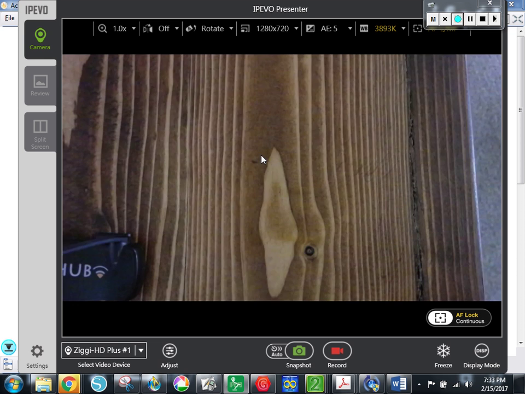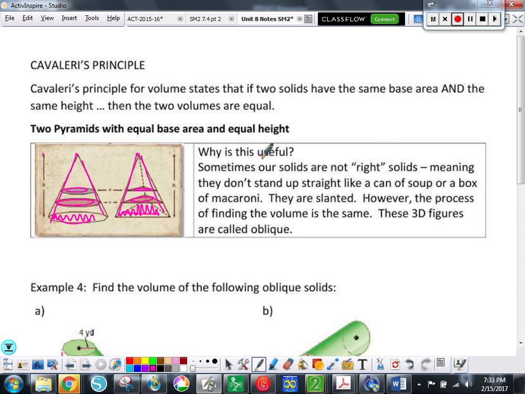It says that if I have two solids and their height is the same and the base area is the same, then the entire volume will be the same. Now, why does this matter? Sometimes our solids are not all right solids, meaning they're standing up straight, like a can of soup or a box of macaroni. They're sometimes slanted. The process of finding the volume is the same.